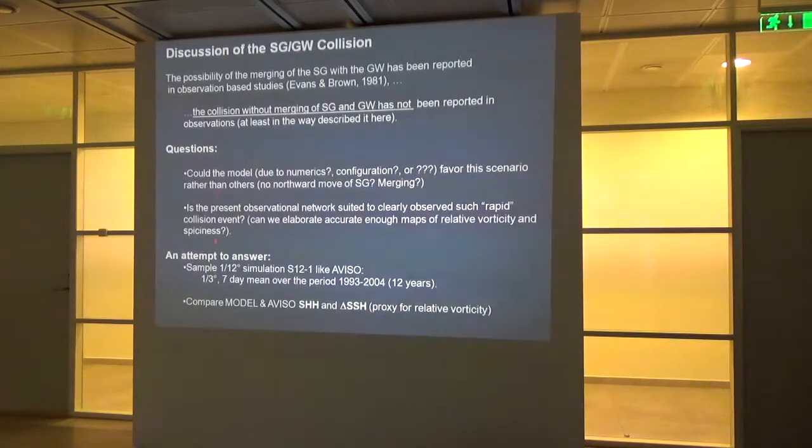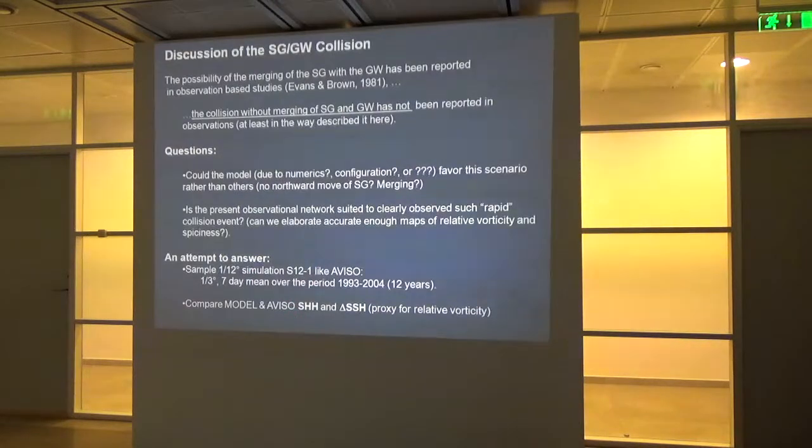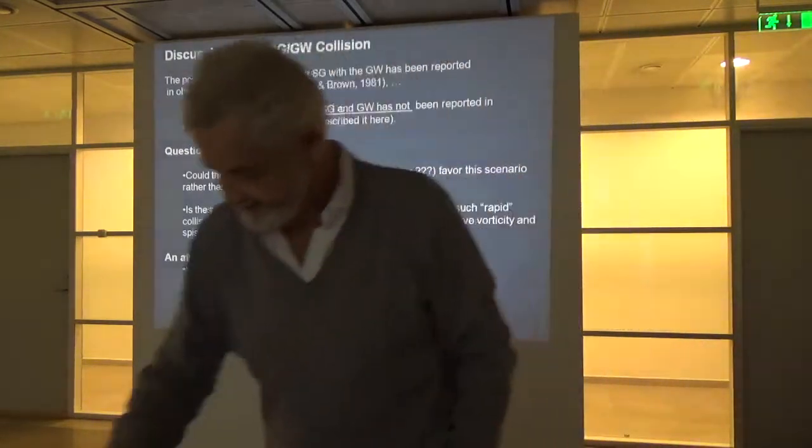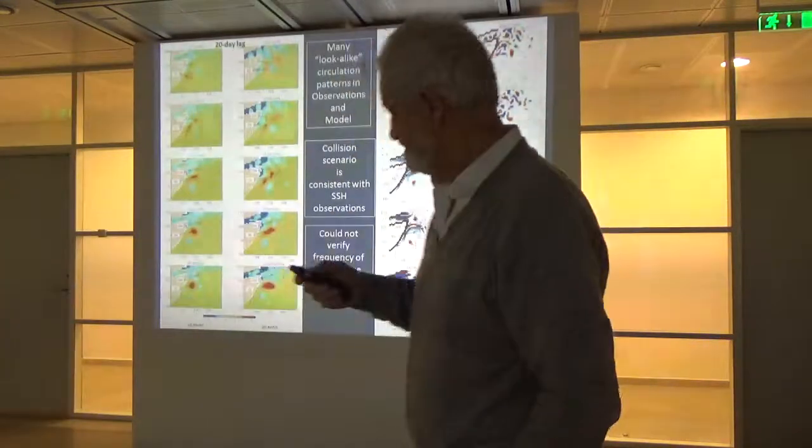So what we did to answer those two questions is we resampled the 1/12 degree simulation in the same way as the satellite observation, AVISO, which is 1/3 degree, 7-day mean, over the period 1993 to 2004, 12 years. We compared the model with the AVISO sea surface elevation, and the Laplacian of the sea surface height as a proxy for the relative vorticity. In that way, we may have a fair comparison between the model and the satellite observation. So we did this, and this is the result.